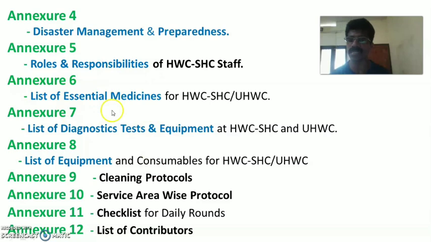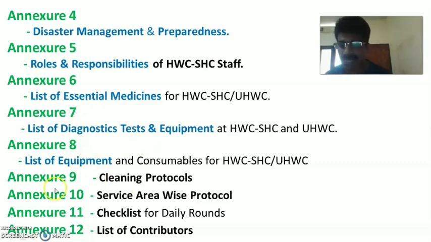Then Annexure 6 mentions in detail the list of essential medicines for the health and wellness center, sub-health center and urban health and wellness center. So nearly 100 medicines, the national essential medicine list, is given in Annexure 6. Annexure 7 is the list of diagnostic tests and equipment needed for diagnostic tests in the health center. Especially the 14 important essential diagnostic tests to be done in the urban health and wellness center are mentioned in Annexure 7. Annexure 8, the list of equipment needed for the health center in both rural and urban areas, is given in detail.